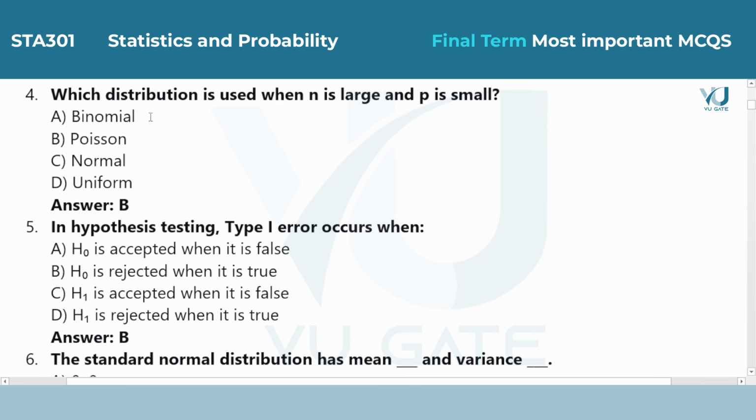Question: which distribution is used when n is large and p is small? Answer: B. Poisson. Explanation: the Poisson distribution is used to model events that happen many times but have a very low success rate per trial.